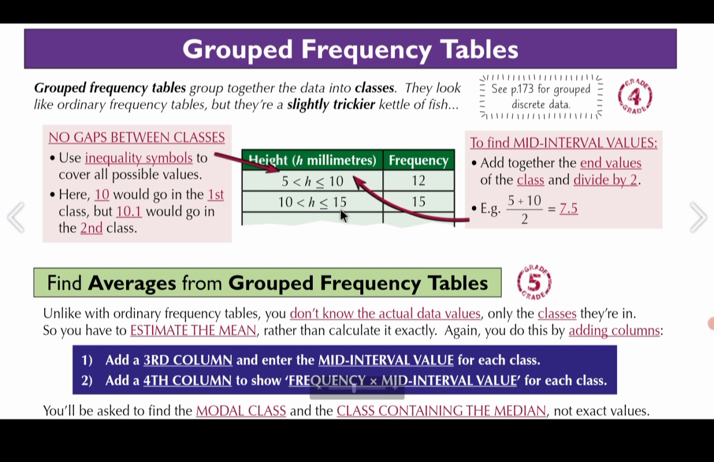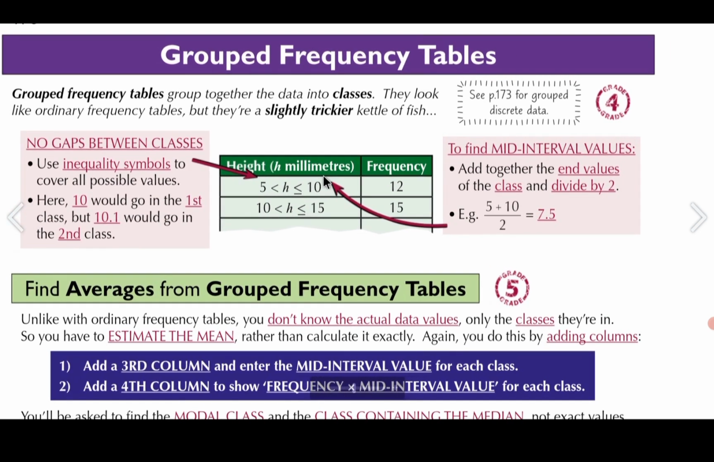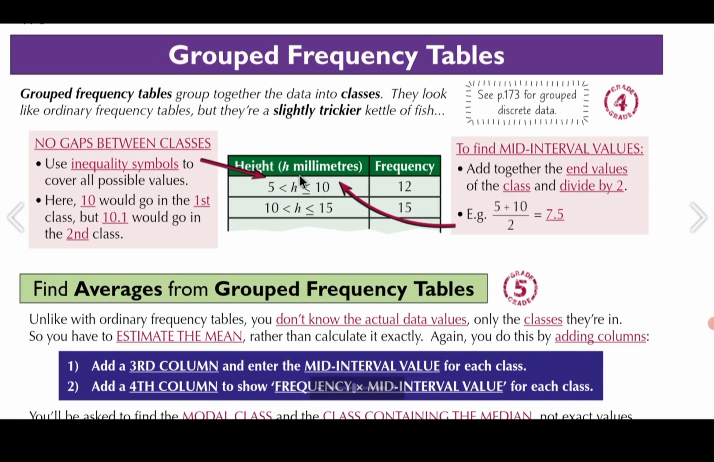In the previous videos we looked at frequency tables and how we can find the mean. Here, let's look at what you do when you have a grouped frequency table. Grouped frequency tables group data into classes. This is an example of data that has been grouped into a class, and the class is the range in terms of height from 5 millimeters to 10 millimeters.